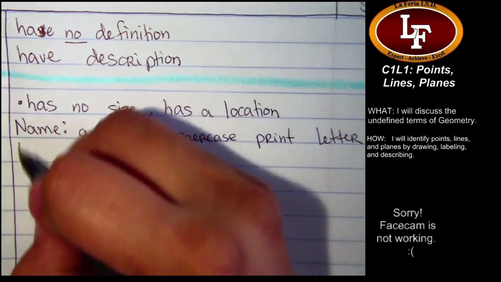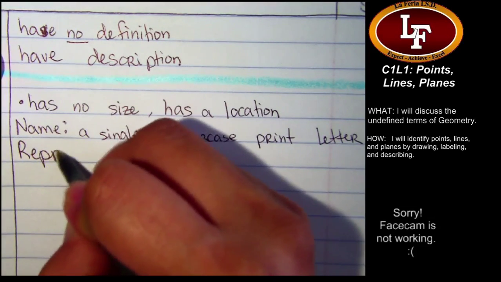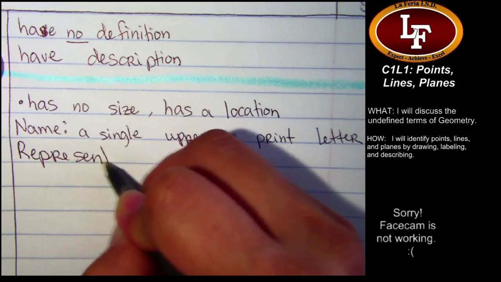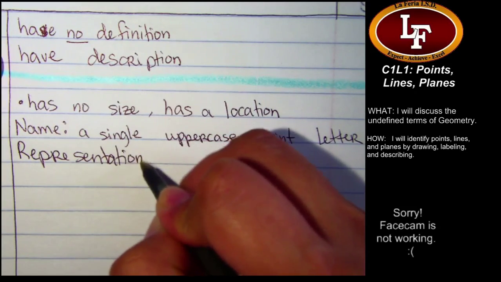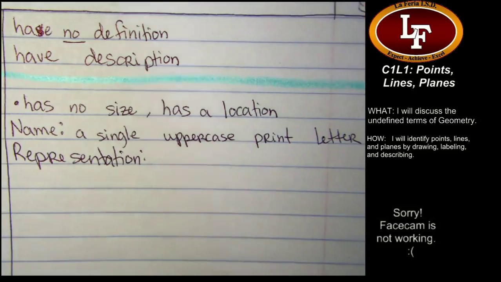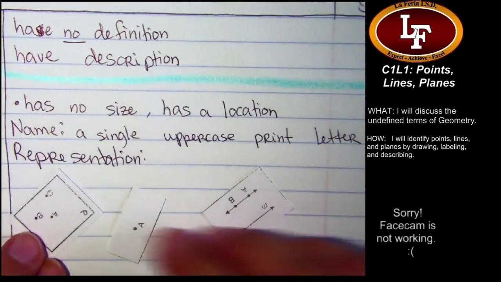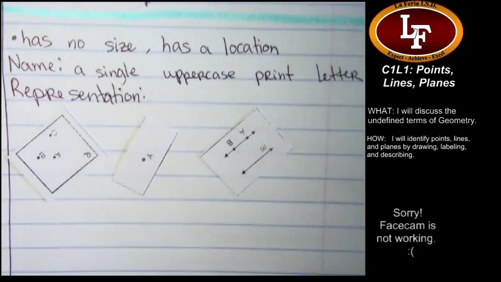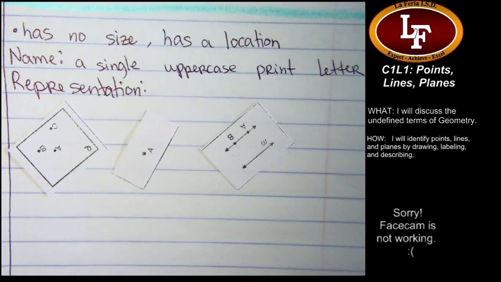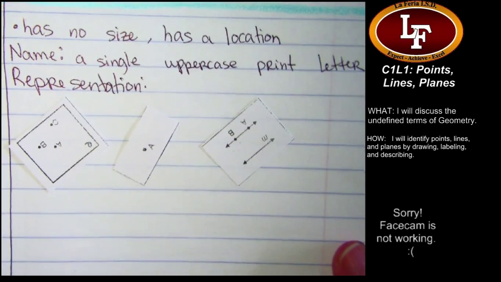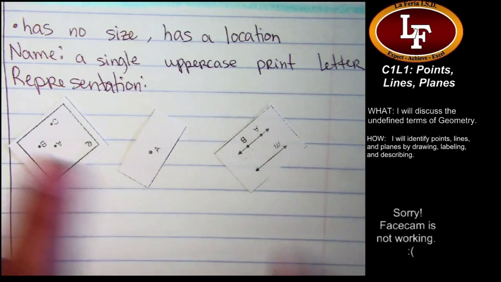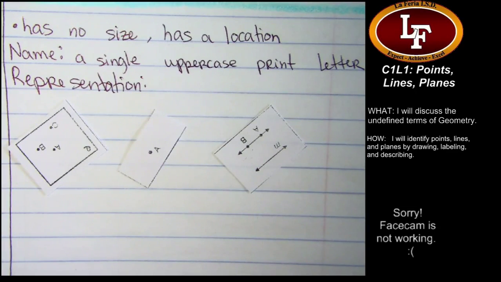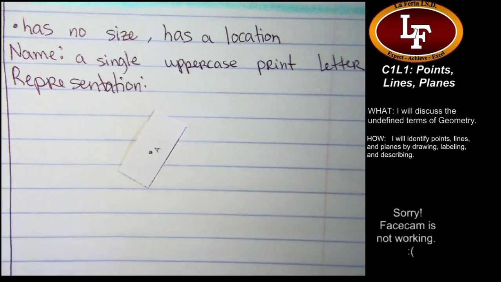All right, let's find the representation. This is the picture we use to show that we're talking about a point. I want you to pull out these three little guys. Thank you. Turn it off real quick. Just turn the ringer off. Thank you. All right, so we have these three. Which of these three could be the point? The one in the middle? How do you know?